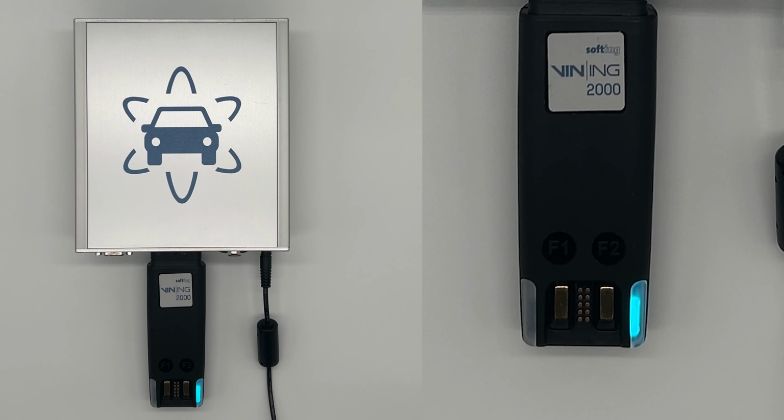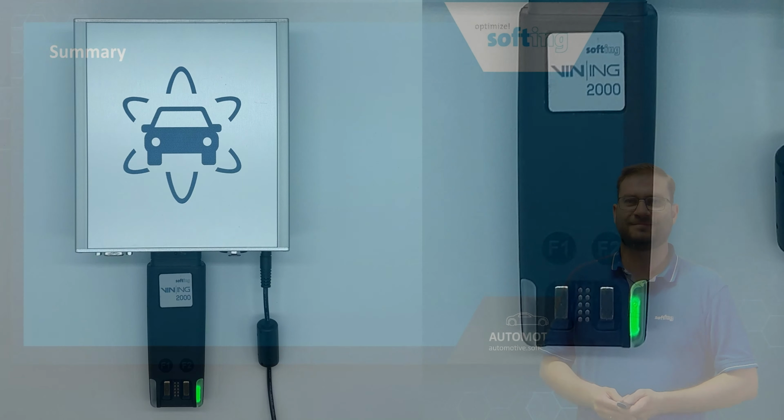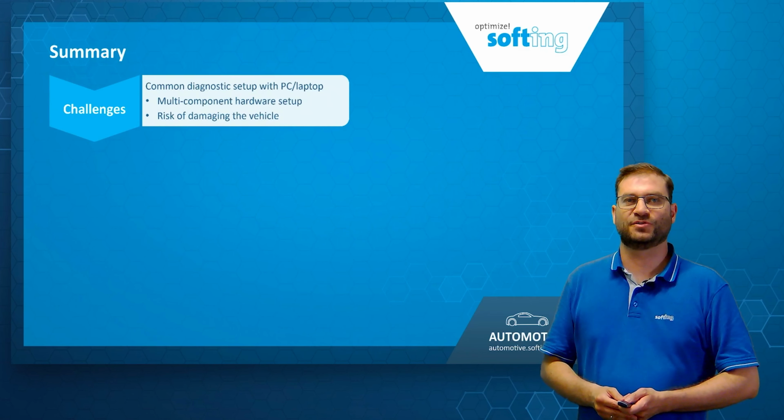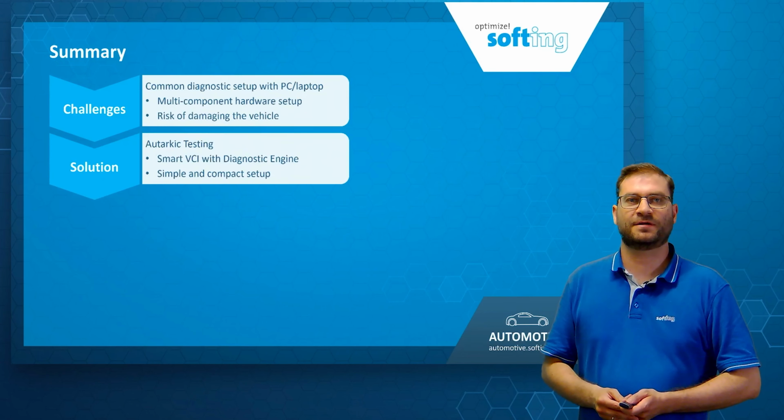That was the concept of autarkic testing with Winning 2000 PDX. Now, let's summarize our findings. We talked about the challenges of the common diagnostic setup with a PC or laptop. It's a multi-component hardware setup, and there is still the risk of damaging the vehicle. The solution is autarkic testing. Here we have a smart VCI with a diagnostic engine. It's a simple and compact setup.